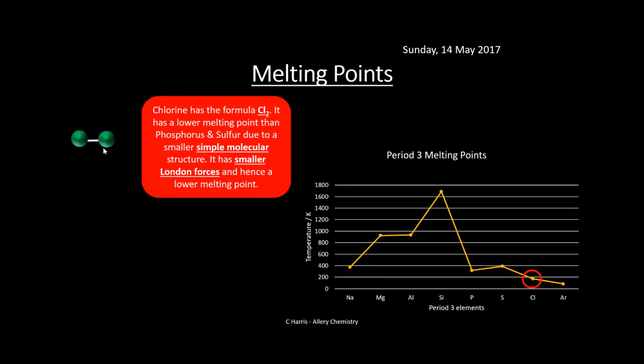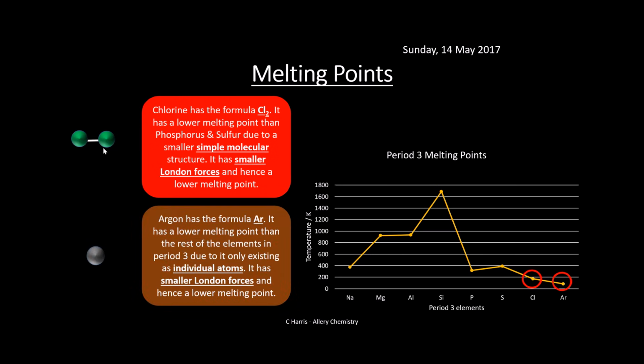Okay. And then if we look at chlorine, chlorine has the formula Cl2, with a slightly lower melting point than sulfur. It's a simple molecular structure, again, just like phosphorus and sulfur, but because it's only Cl2, it's a smaller molecule, with smaller London forces, and a lower melting point. And then poor old argon at the end there doesn't bond with anything. It's literally just an atom. It has a much lower boiling point and melting point, and it only exists by itself. London forces are weaker. Again, we're talking about London forces, hence it has a lower melting point.